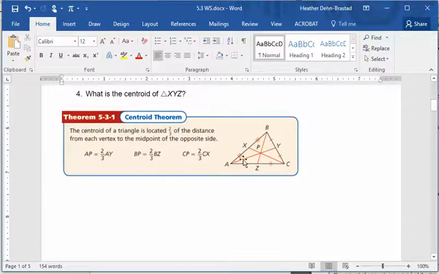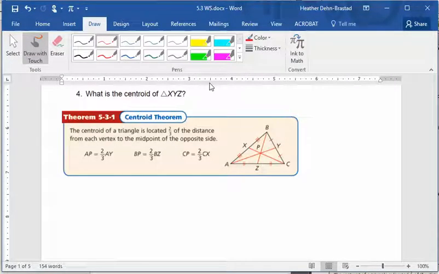The centroid, P in this case, is 2/3 the distance from each vertex to the midpoint of the opposite side. So BP here is 2/3 of this whole segment, BZ. If you were to take BP and divide it into 3 parts, BP gets 2 of those parts, and BZ gets only 1 of those parts. So BP is 2/3, and PZ would be 1/3. So the centroid one is a little different than the other theorems we've looked at.